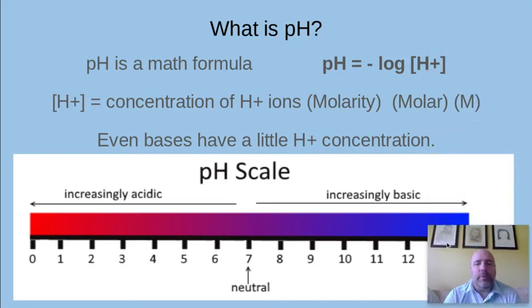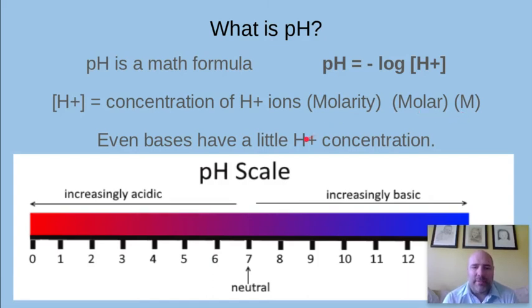Okay, so pH is actually a math formula, and this is how pH is calculated. You take the negative logarithm of a bracket H plus. Now this bracket H plus means concentration. We learned about that earlier this year. That's about how much solute is dissolved in a solvent. And we're going to use the word molarity to talk about concentration. You might hear the word molar, and you might see a big giant capital M.